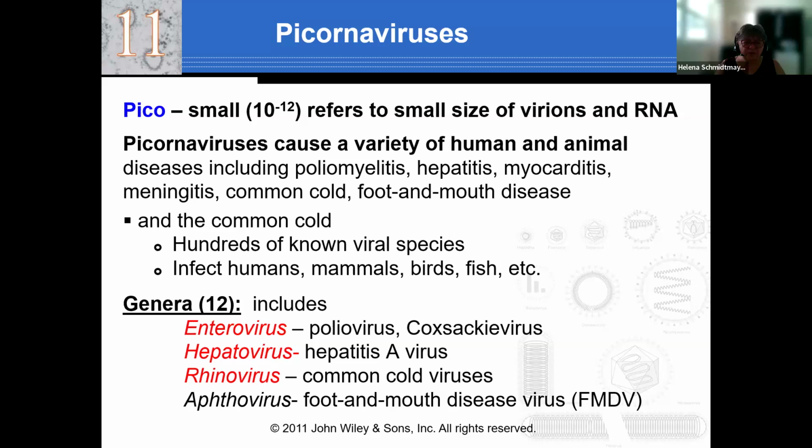The picornavirus family is divided into 12 genera. However, we will focus on 3 of them: enterovirus, hepatovirus, and rhinovirus. Rhinovirus is the common cold virus, hepatitis A virus belongs to hepatoviruses, and polio and coxsackievirus are enteroviruses.